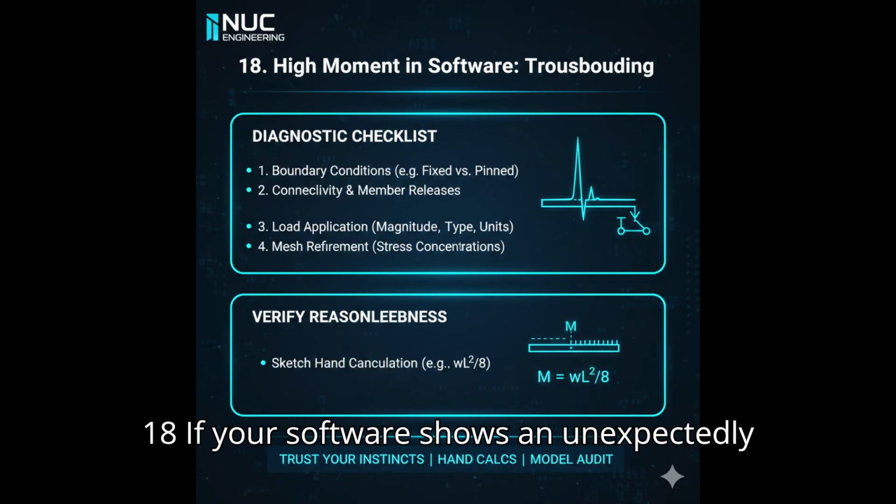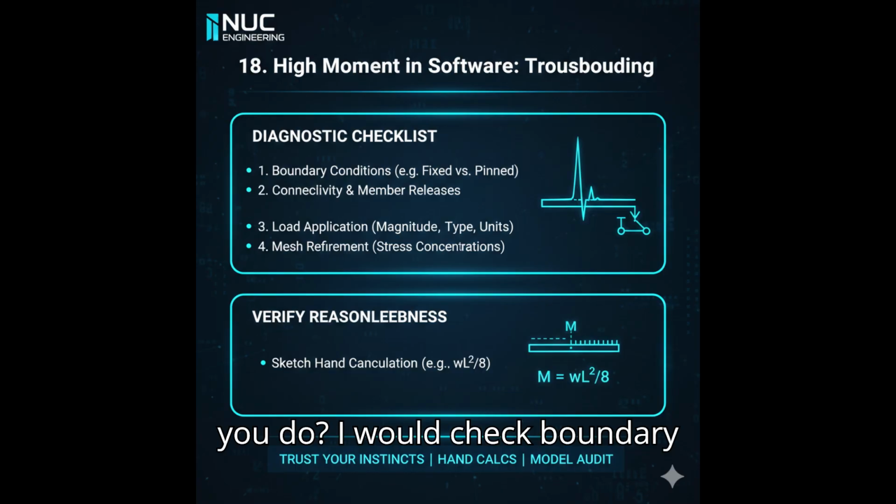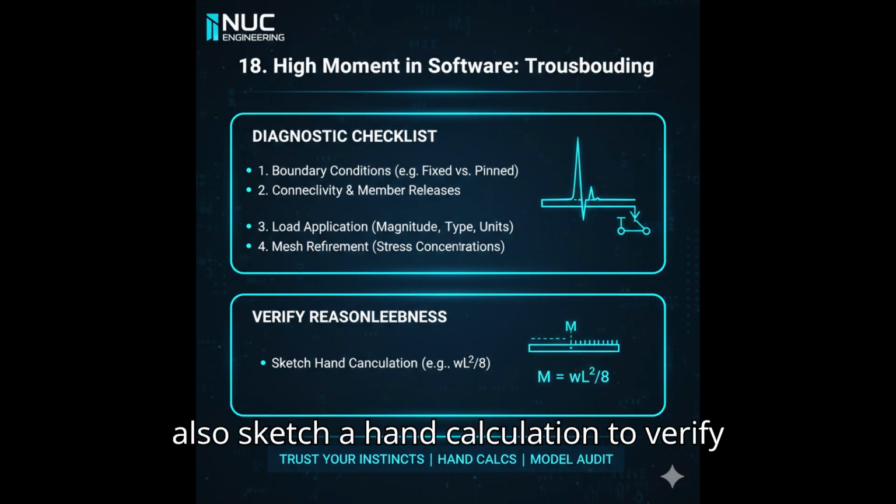18. If your software shows an unexpectedly high moment at one node, what do you do? I would check boundary conditions, connectivity, load application, and mesh refinement. I would also sketch a hand calculation to verify reasonableness.